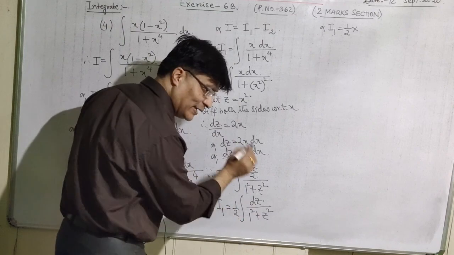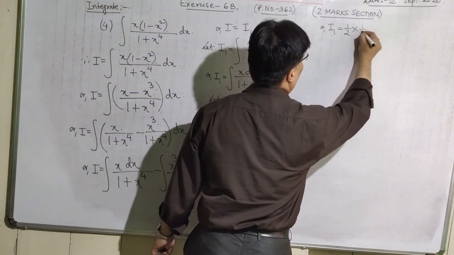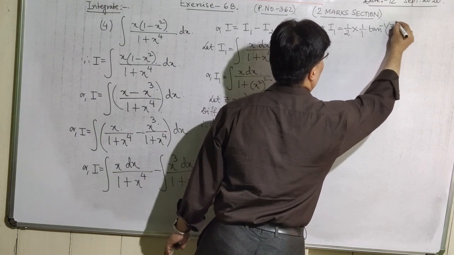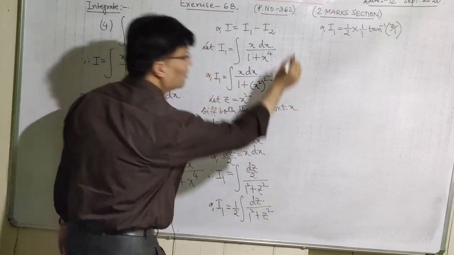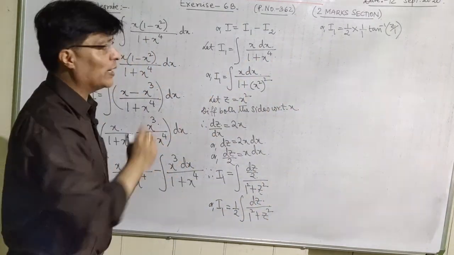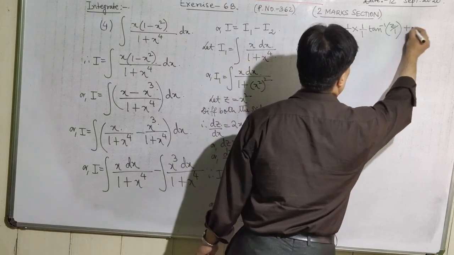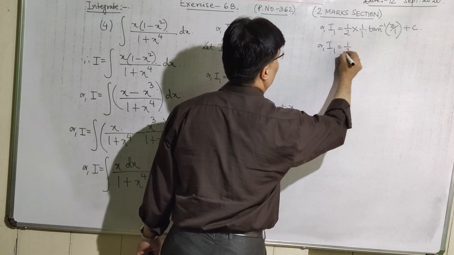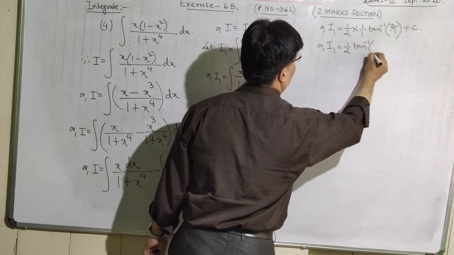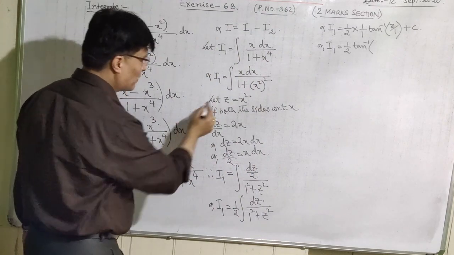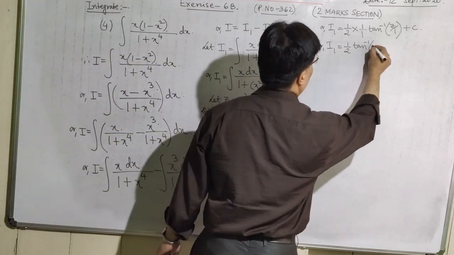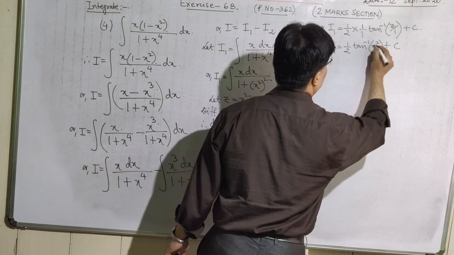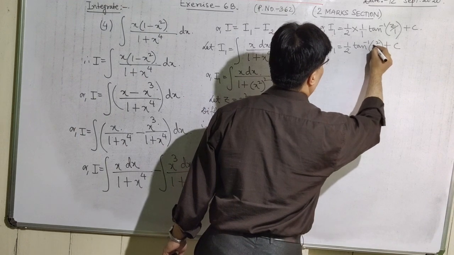What is 1 upon a here? 1 upon 1. Tan inverse, what is x upon 1? It is z upon 1. X here is z, divided by a which is 1. Then you have to write plus c. So let us put the value of z: I1 is equal to half tan inverse within bracket. What was z actually? z is equal to x square. So you have to write x square plus c. Is that clear?